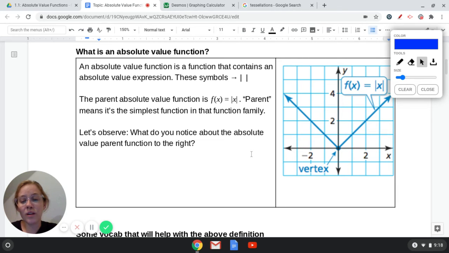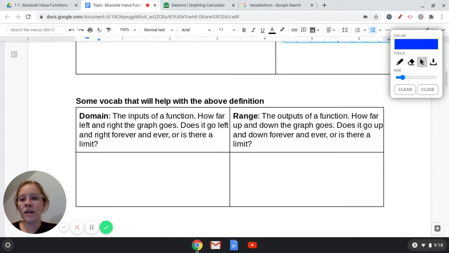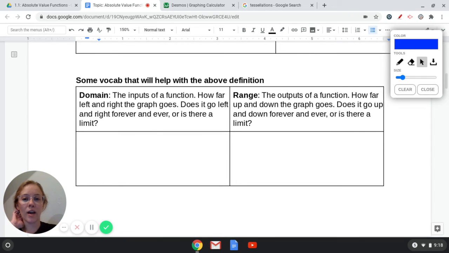There are some things you might observe. You might observe some more. And last in this video, let's talk about some vocab.